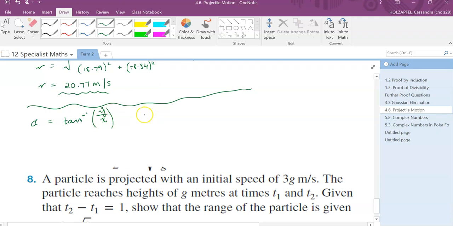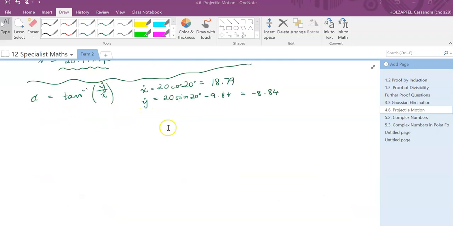And I'm going to go ahead and write those parametric equations. All right, so now all we need to do is substitute those values in. So we found the value of that horizontal component, and we also found the value of that vertical component for the time at which the ball lands. So it was at like 1.6 or something. And so I'm just going to chuck those values into my formula now. So negative 8.84 over 18.79.